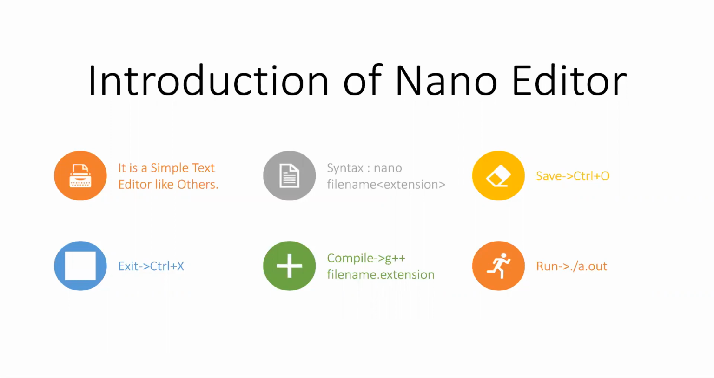For saving, the simple key is Control plus capital O. In the vi editor, you first press Escape, then colon, then w for saving, then q for quit. So here you have to use Control plus O, very simple.